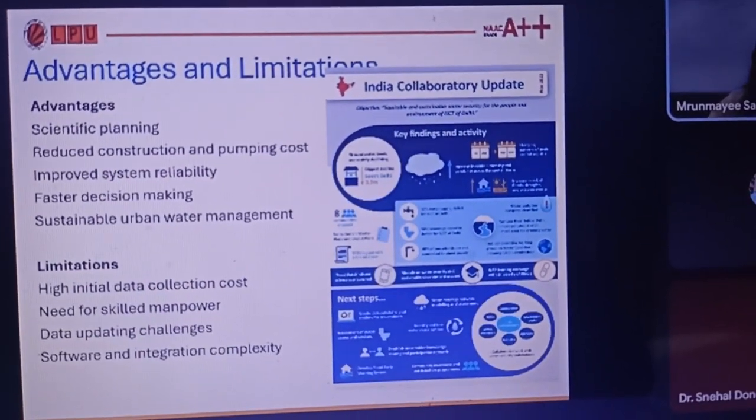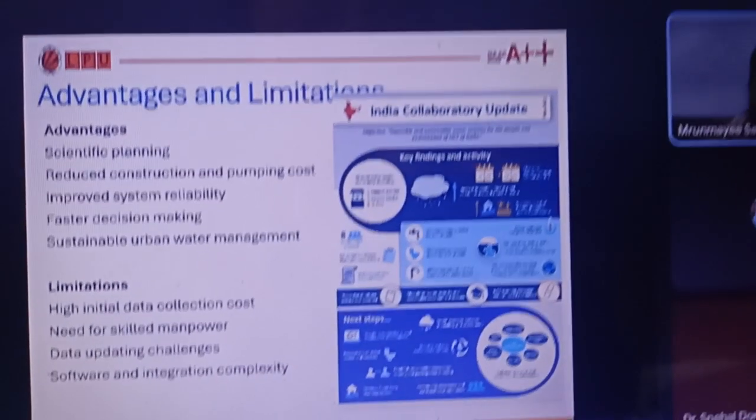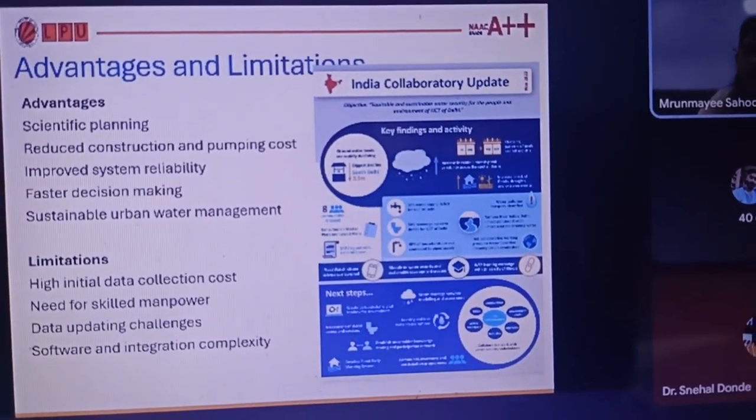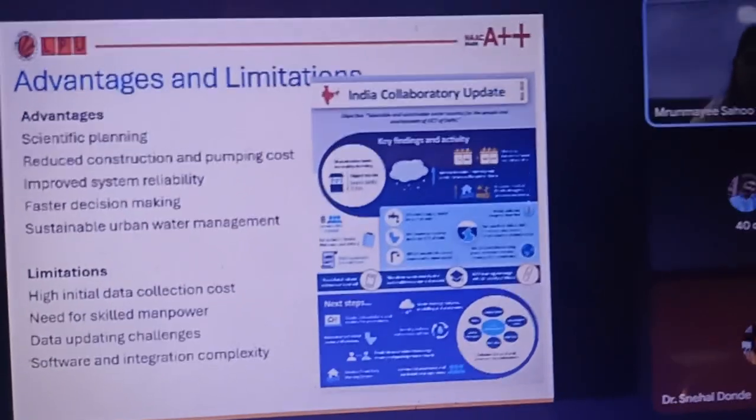In addition to that, if we integrate GIS, you can get real-time data: any kind of leaking, any kind of flow, any kind of elevation, everything. Non-revenue water loss, you can check.